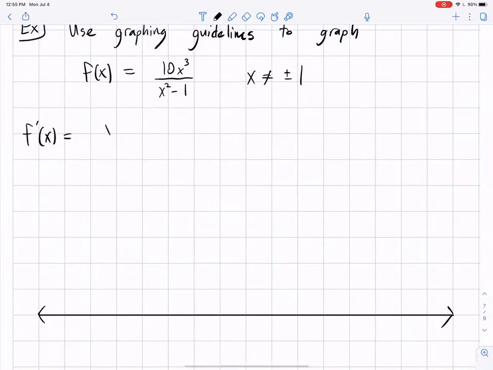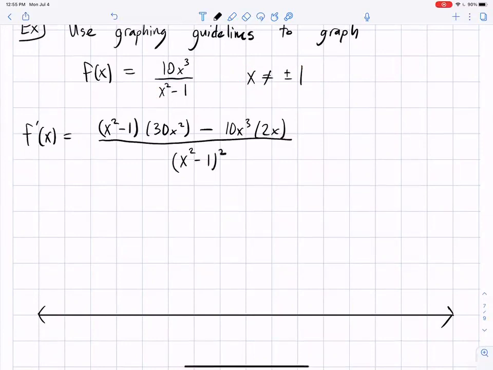Using the quotient rule, it's low d high, which is going to be 30x squared, minus high, 10x cubed, d low, which is 2x, all over low squared, x squared minus 1 squared. That's the derivative, which if we simplify this, we're going to get 40x to the fourth minus 30x squared, and then minus 20x to the fourth, all over x squared minus 1 squared.